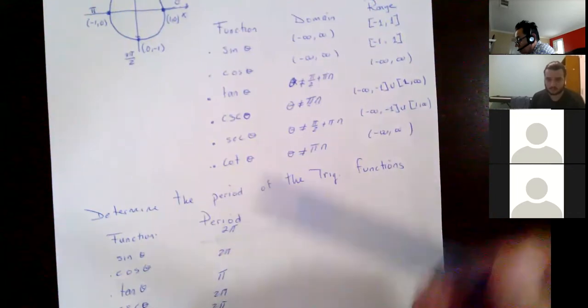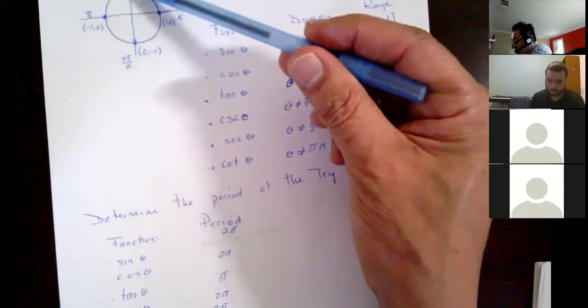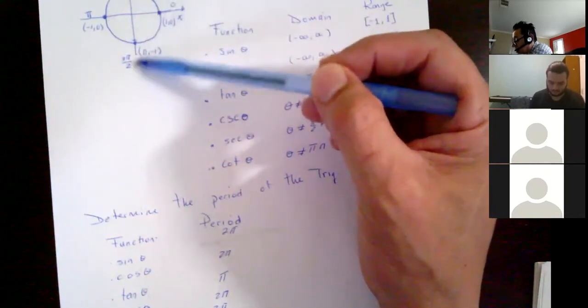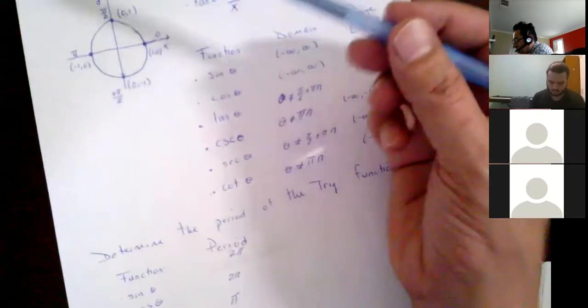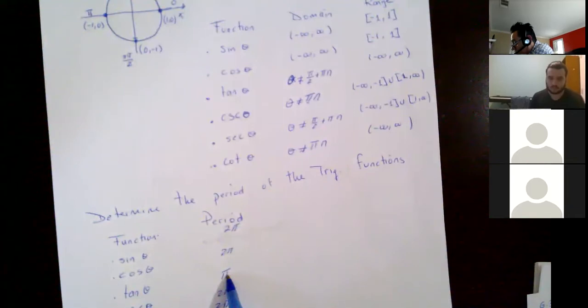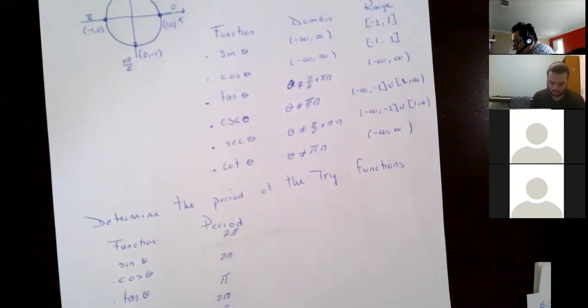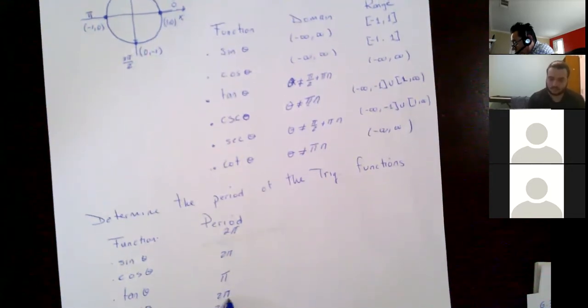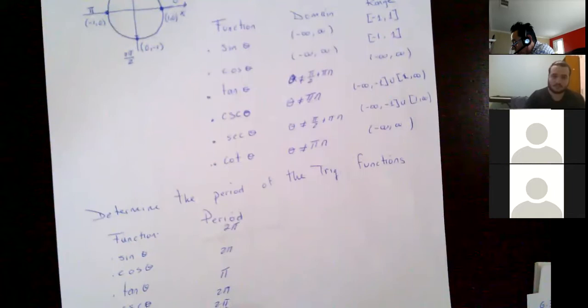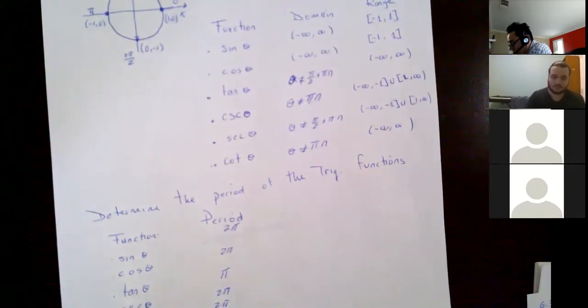Why is the tangent's period pi? Because we said that it is undefined at pi over 2 and 3 pi over 2. So the period of the tangent is pi. The cosecant, which is the reciprocal of the sine, also has period 2 pi. And the secant, which is the reciprocal of the cosine, also has period 2 pi. And the cotangent, which is the reciprocal of the tangent, has period pi.